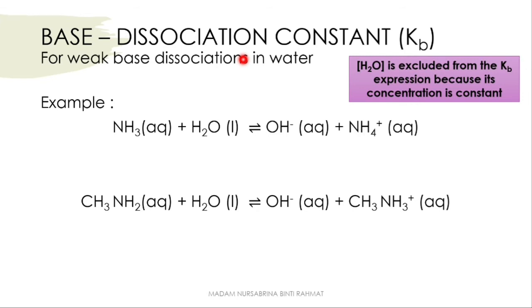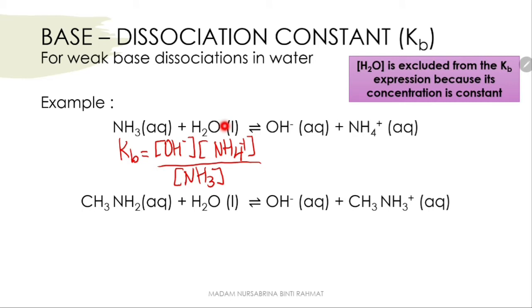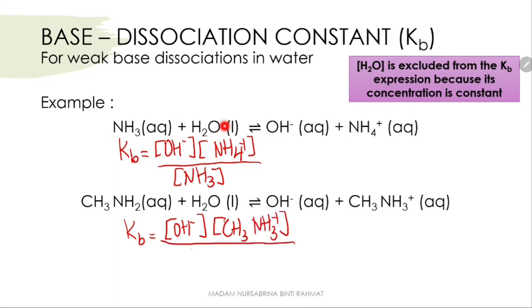Exactly the same as your Ka, any water present in your ionization equation will be completely removed from our expression. So your Kb is now OH− times NH4+ over NH3. And for this one, your Kb equals OH− times CH3NH3+ over CH3NH2.